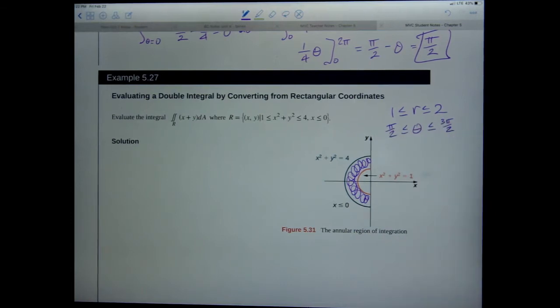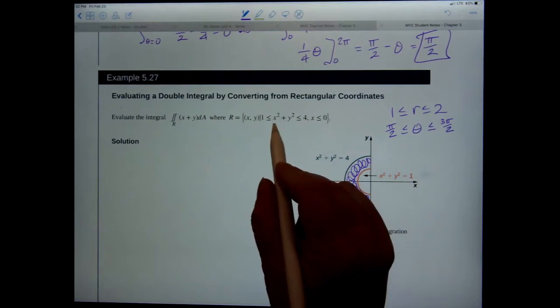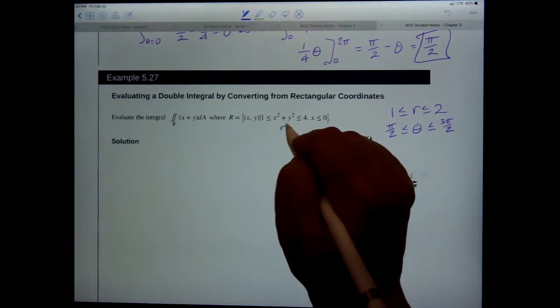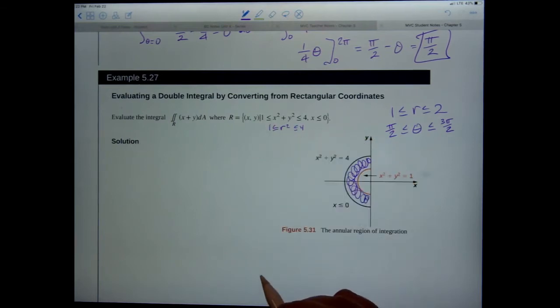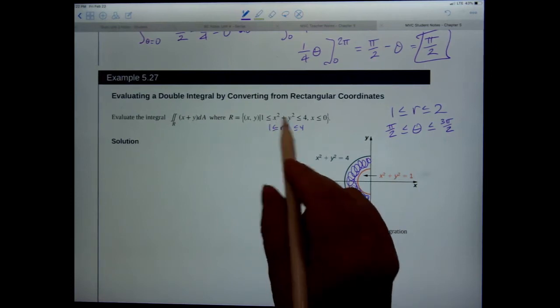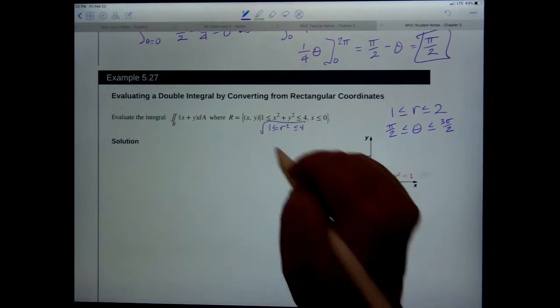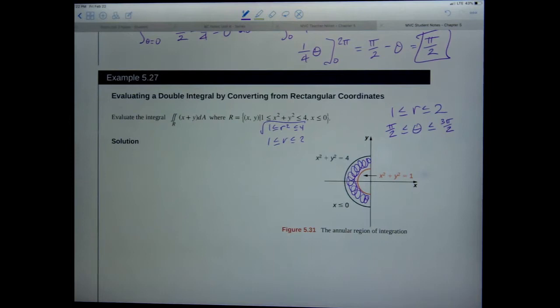Are you following what I'm doing? No, how is it 1 and 2? Because it says x squared plus y squared is between 1 and 4. So r squared is between 1 and 4. So r is between 1 and 2 because it has to be positive. And then you square root. X squared plus y squared equals r squared, right? Square root that whole thing. 1 is less than or equal to r is less than or equal to 2. I see it. That's how you do it algebraically. Okay?